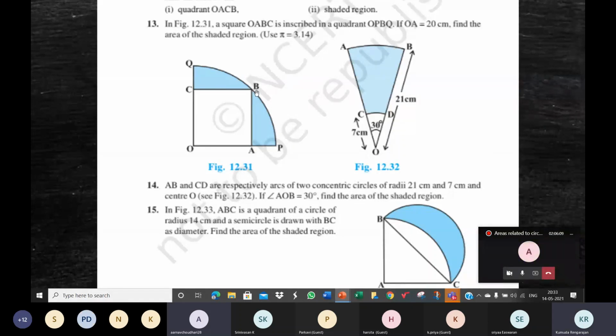Yeah, because this is given to be a square. So since this is a square, this angle is 90 degrees. It's also given here, it's a quadrant. Also because it's a square, this angle is 90 degrees, so this is a quadrant. So the circular region is a quadrant. Now, what is the radius of the quadrant? Is OA the radius of the quadrant?